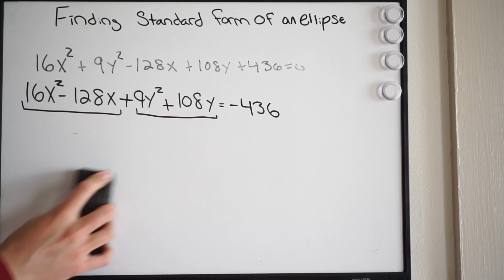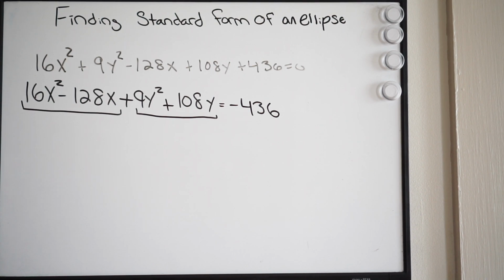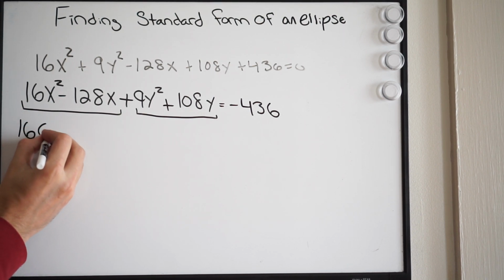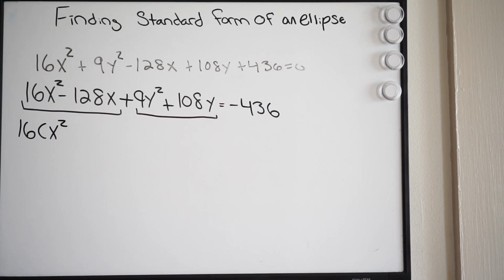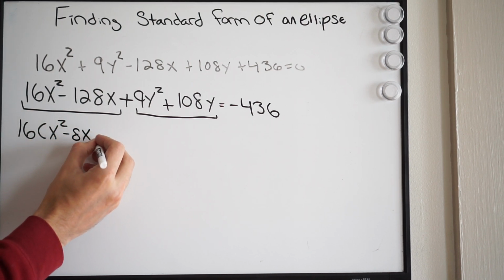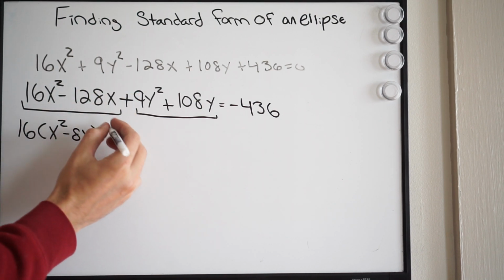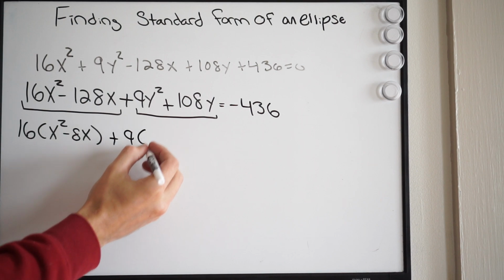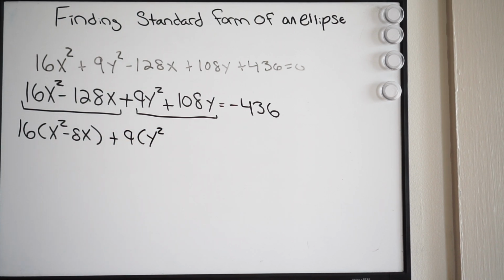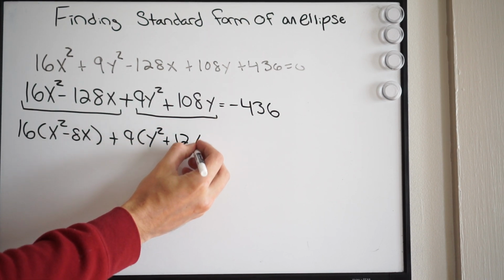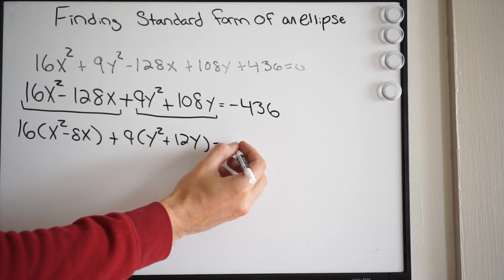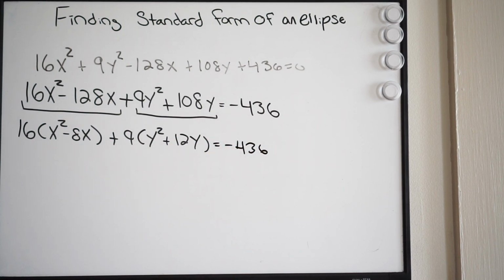So let's go ahead and erase this. And we're simply just going to pull these out. So I'm going to pull the 16, so I'll have 16, and then I'll have x squared, and then we have to do 128 divided by 16. We get 8, so minus 8x. Same thing, let's pull out this 9, so we have plus 9, and then y squared, again, 108 divided by 9, and we're going to get 12, so plus 12y equal to negative 436.